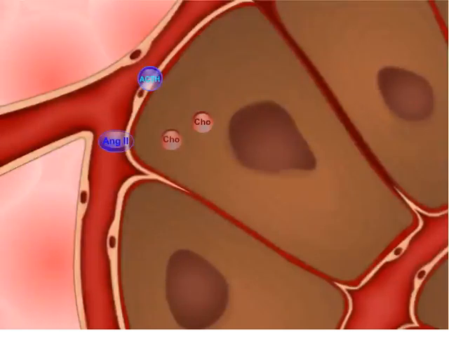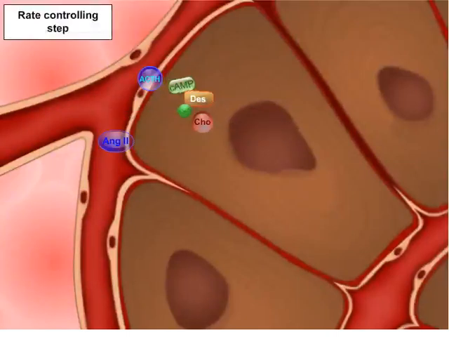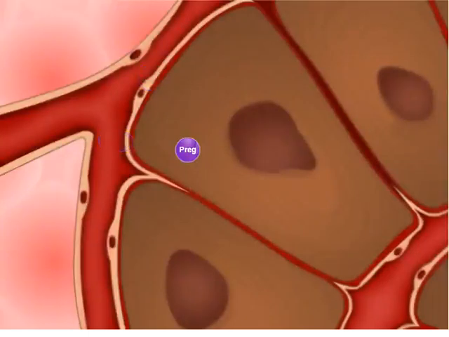Aldosterone production in the zona glomerulosa cells is regulated by various extracellular stimuli, such as angiotensin II and ACTH. These two stimuli lead to the activation of two distinct intracellular signaling pathways, an increase in cyclic AMP production and calcium mobilization. This results in the activation of desmolase, the enzyme catalyzing the conversion of cholesterol to pregnenolone. This conversion is the rate-limiting step of steroid hormone synthesis.